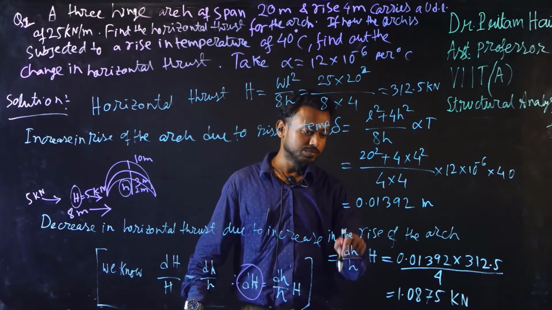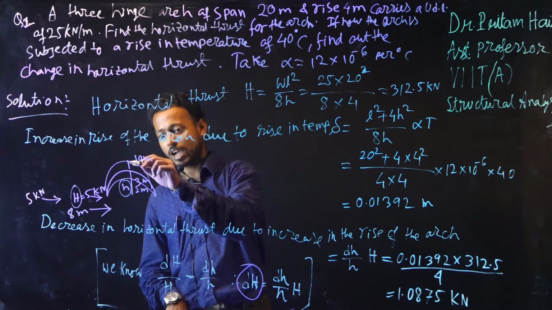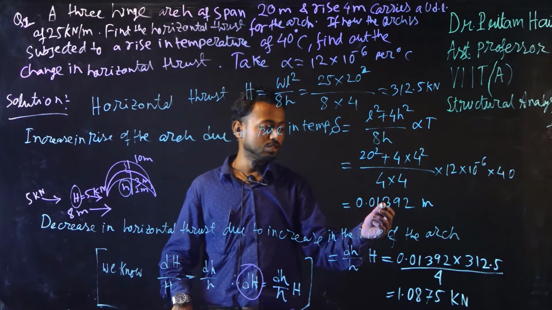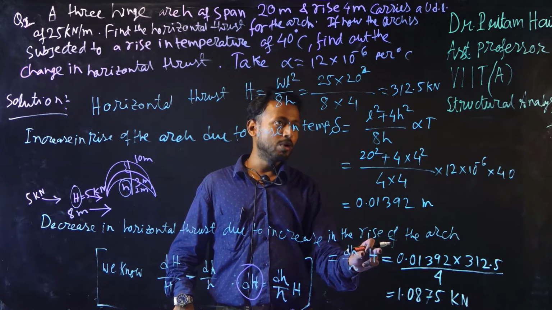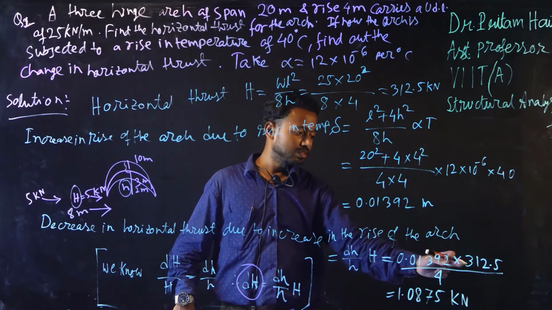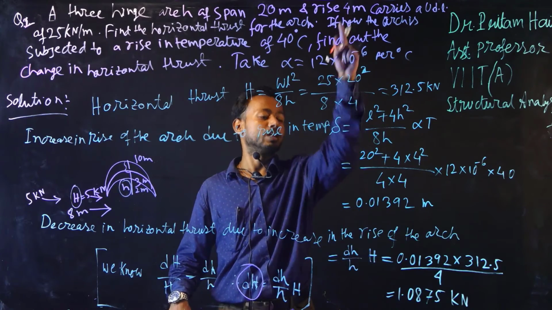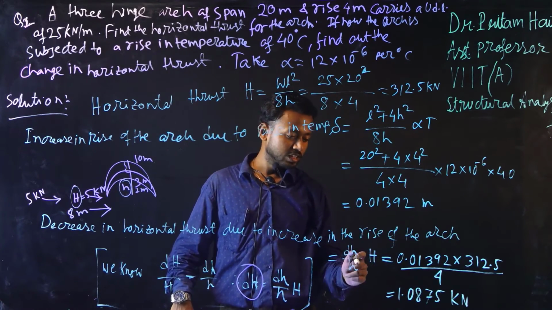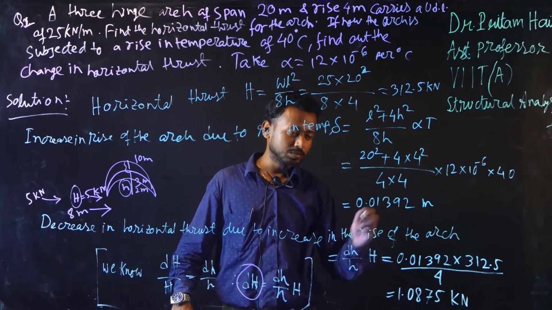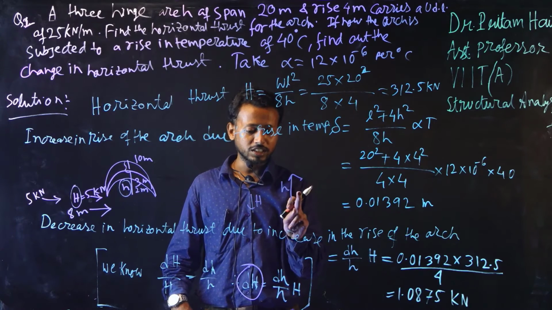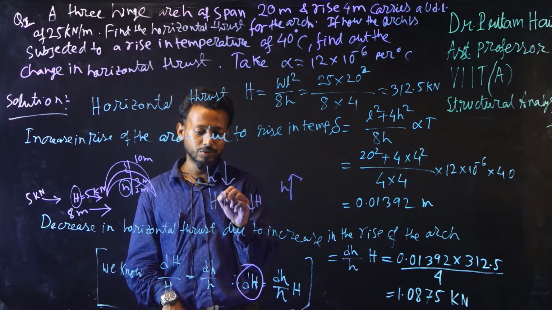So dh is how much? We have calculated dh, that means rise of the arch. This rise of the arch we have calculated 0.01392. So we have put here the dh value, and capital H is how much? 312.5. So I put it 315, and small h is given here 4 meter. So you put 4 meter. So you have calculated what is the decrease in horizontal thrust due to increase of rise of the arch. If small h increases, the capital H will decrease. If the small h decreases, the capital H will increase.